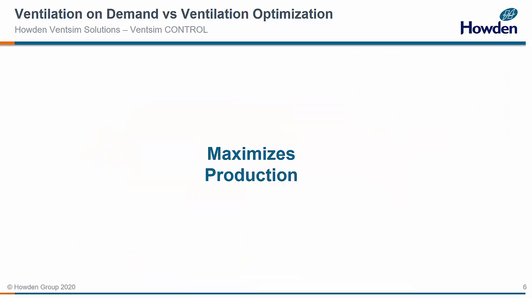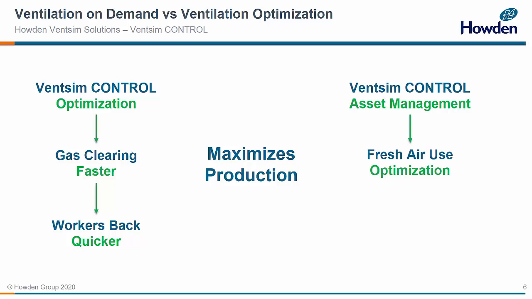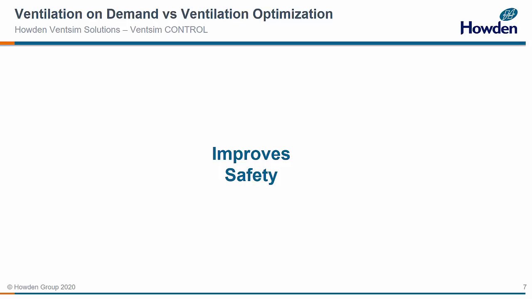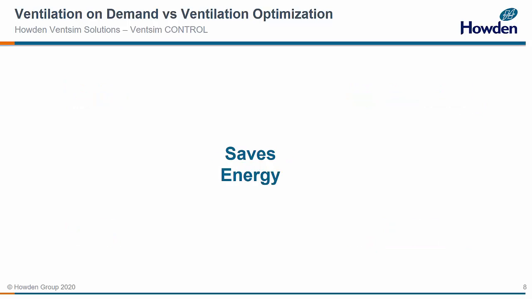So VentSim Control can maximize production by optimizing the gas clearing to get the workers back quicker, and the asset management, which optimizes the fresh air use and gives more capacity and flexibility to the vehicle fleet. Second aspect is improving safety, firstly by improving the air quality, then having a management system for the alarms, logging all system changes, and assuring compliance monitoring for safety regulations.